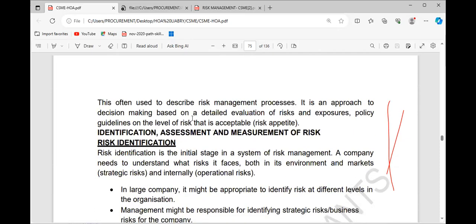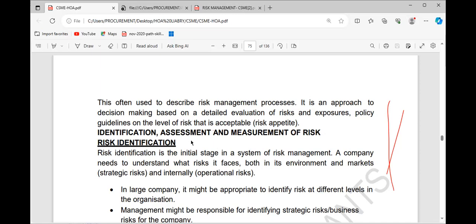Then we have the risk-based approach. This is often used to describe the risk management process. It is an approach to decision making based on detailed evaluation of risk and exposures, and policy guidelines on the level of risk that is acceptable. Don't worry, we are still going to explain more on that.